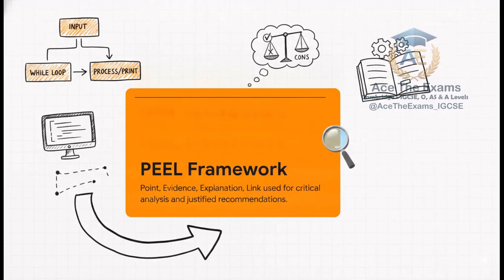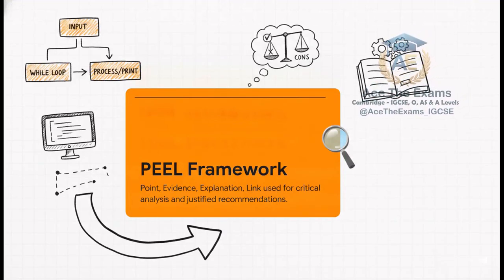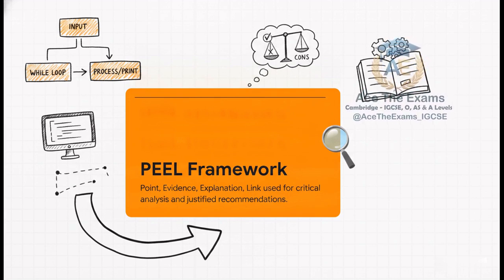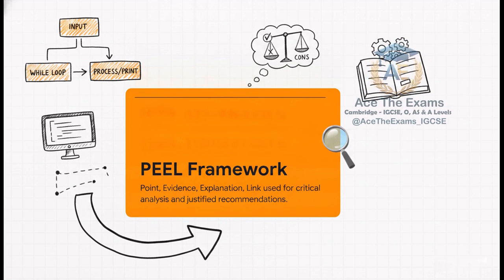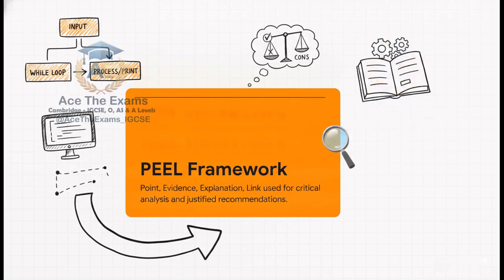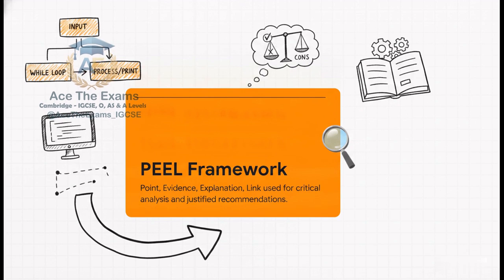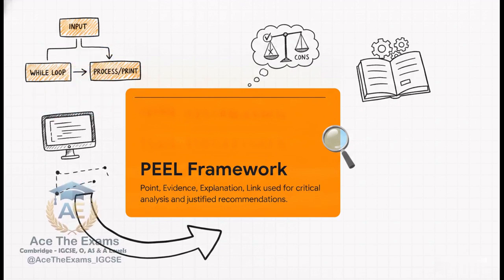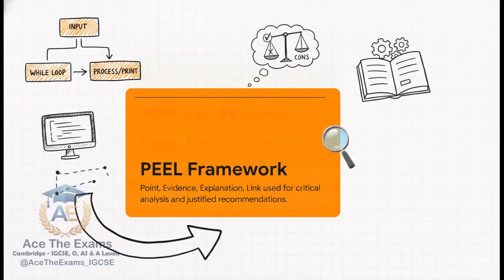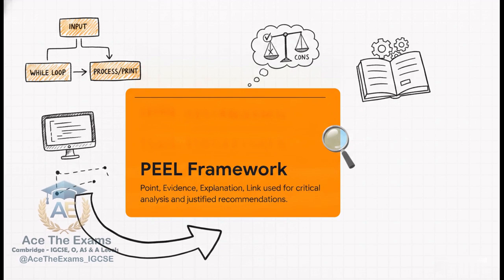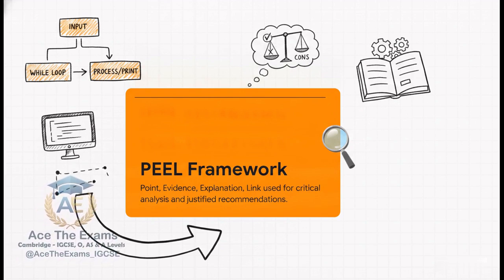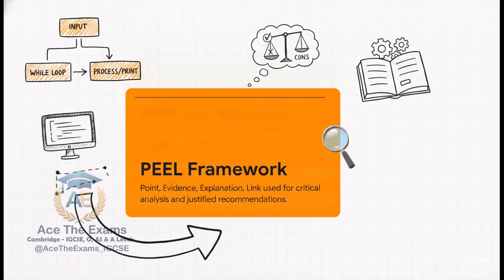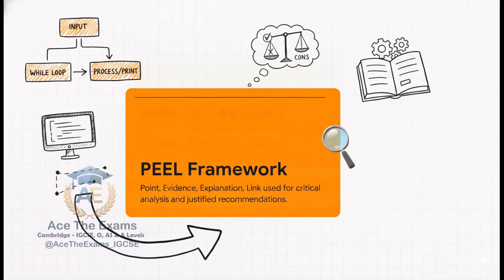And how exactly do we structure that analysis, especially when a tricky question asks you to evaluate or explain an algorithm? Well, we use the PEAL framework: point, evidence, explanation, link. The absolute top students use this religiously. Your point is your initial punchy statement. For example, a while loop should be used with the input command. Your evidence is pulled straight from the scenario because the number of data entries is currently unknown. Your explanation justifies that choice. This ensures the program only processes valid data before finally printing the results.